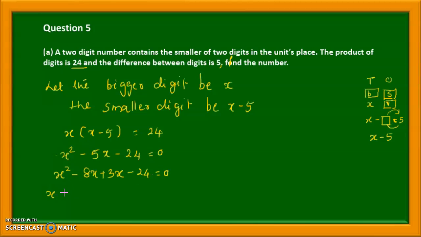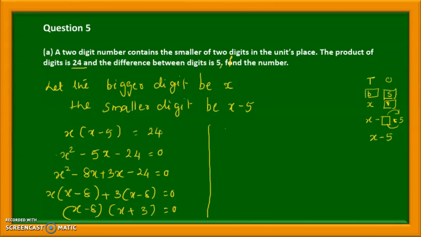From the first two terms we take x common, and from the last two terms 3 common, giving x minus 8 into x plus 3 equal to 0. Using the zero product rule, x minus 8 equal to 0 implies x is equal to positive 8, and x plus 3 equal to 0 implies x is equal to minus 3. The digit of a 2-digit number cannot be negative. Any digit cannot be negative. A number can be negative, but digits cannot be negative.